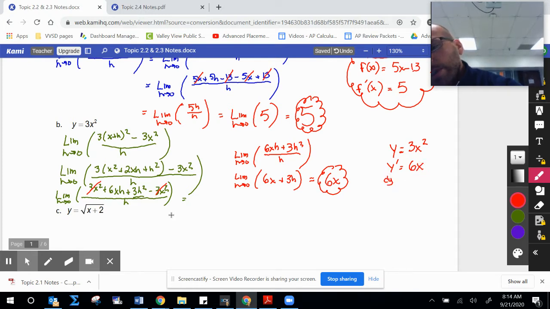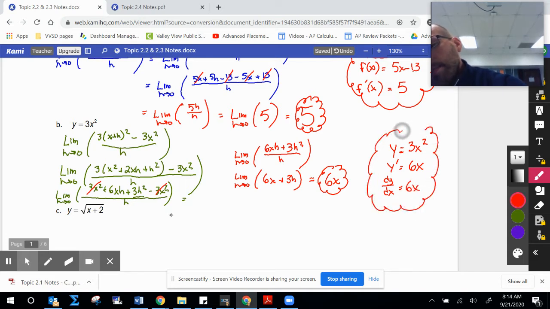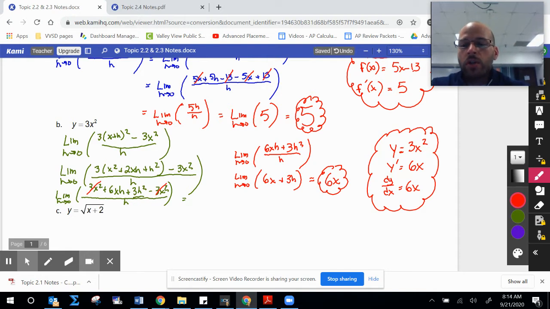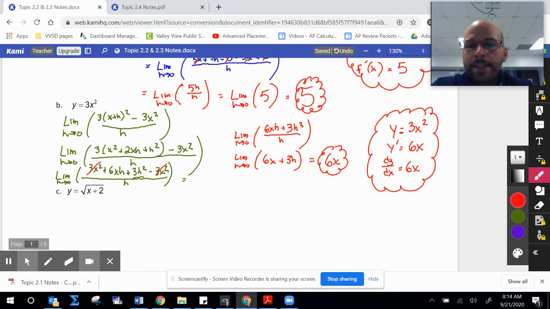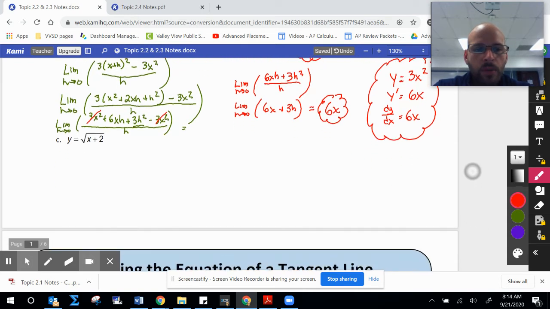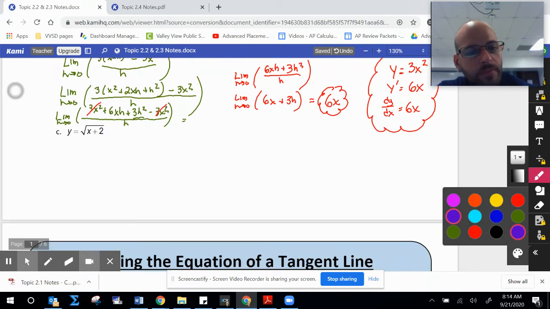Or you could have also said dy over dx is 6x. Those mean the same thing. Okay, so we're finding the function or the expression for the instantaneous rate of change. Okay, now we have one more.